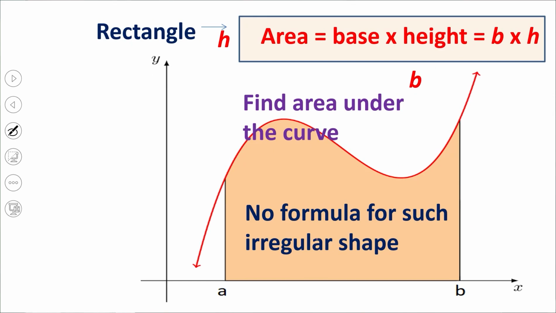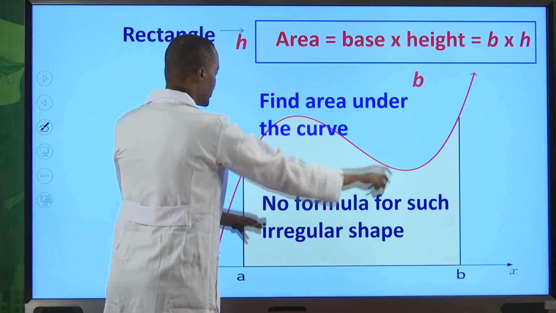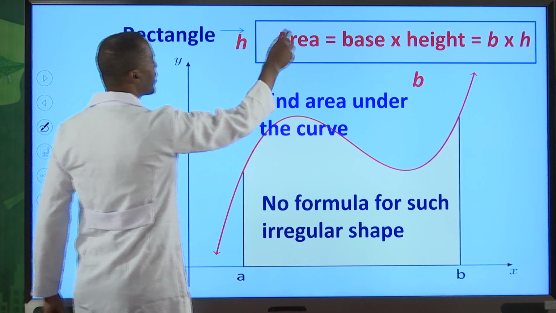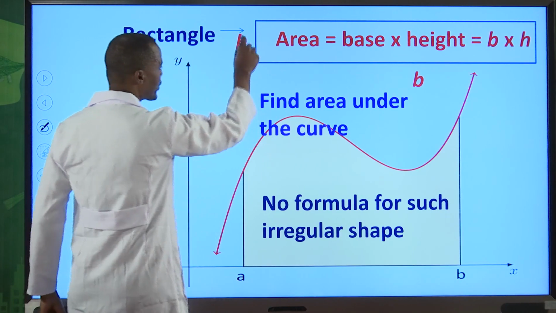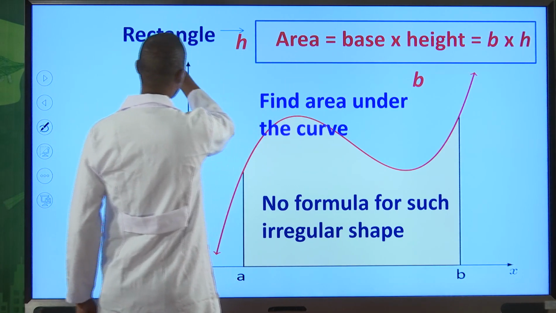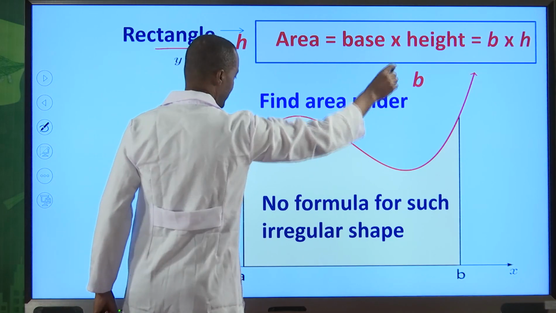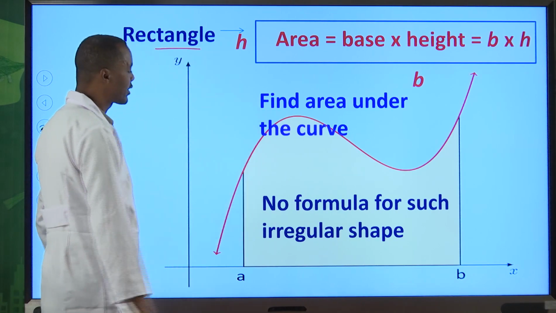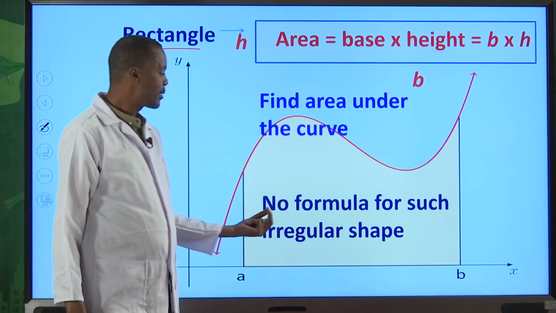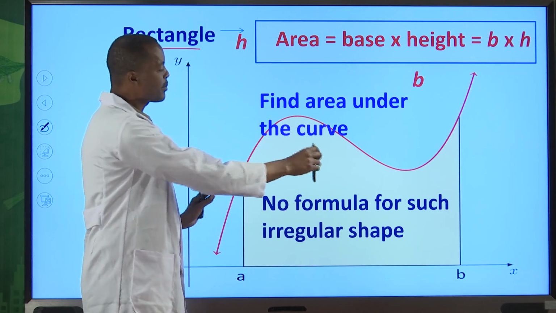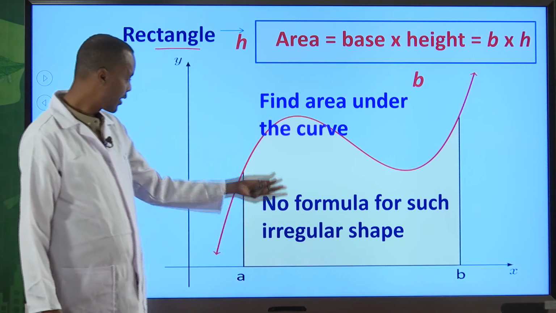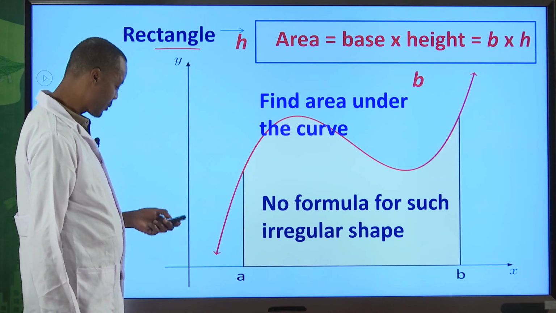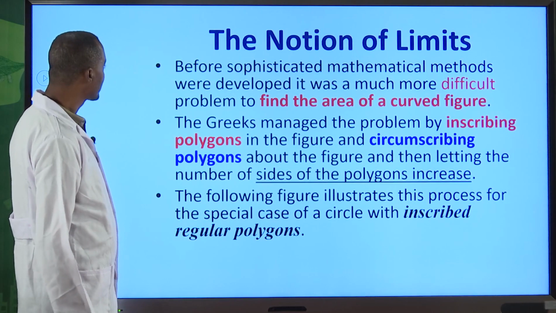For example, there is no formula for this kind of very irregular shaped figure if you wanted to find the area, but I have a well-defined formula if I want to calculate the area of this kind of rectangle, and that is simply area is base times height. So what if I split up this region into multiple rectangles and then add them up, so that eventually the sum of those rectangles would be equal to the area under the curve? That is the way the concept of limit has evolved through time.